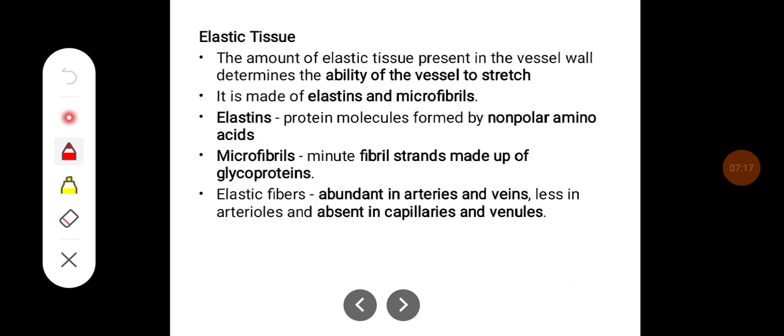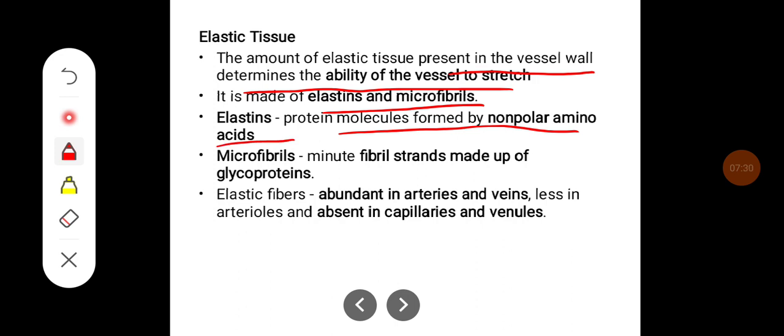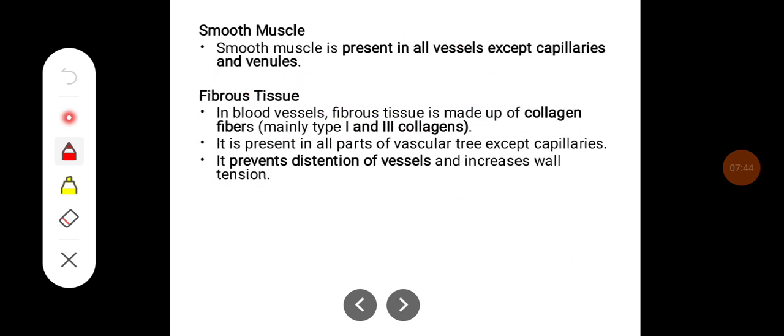The elastic tissue. The amount of elastic tissue present in the vessel wall determines the ability of a vessel to stretch. It is made up of elastins and myofibrils. Elastins are protein molecules formed by nonpolar amino acids. Myofibrils are minute fibril strands made up of glycoproteins. Elastic fibers are abundant in arteries and veins and less in arterioles, and are absent in capillaries and venules. Smooth muscle is present in all the vessels except capillaries and venules.